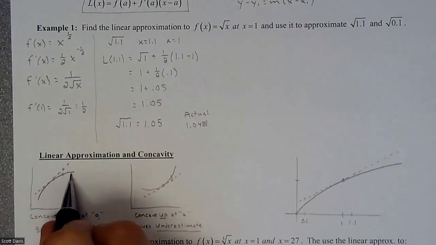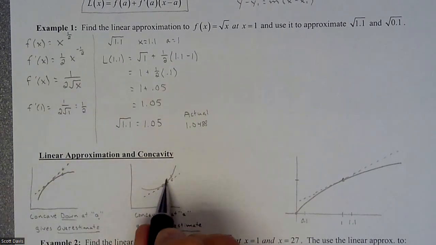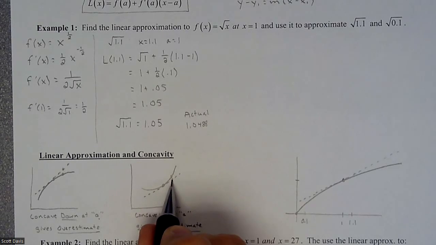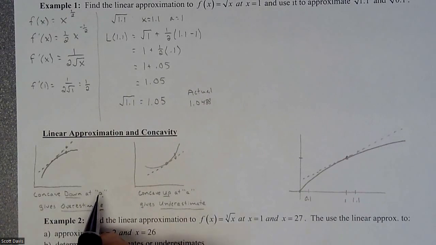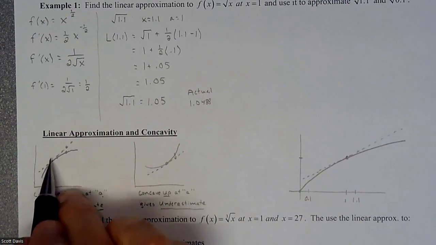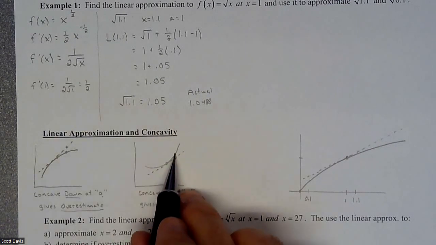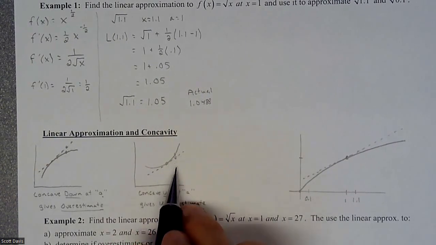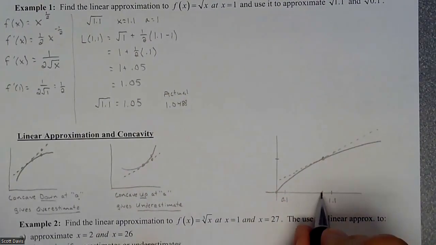So if you're concave down and you plug in a value, you're going to be a little bit higher than what the real value is. If you're concave up and you're plugging in, you're getting the point on the tangent line, which is going to be a little bit lower than what the actual value is. So concave down is going to give us an overestimate because we're getting a point on the tangent line. And then concave up is going to be a little bit under because, again, we're getting a point on the tangent line.